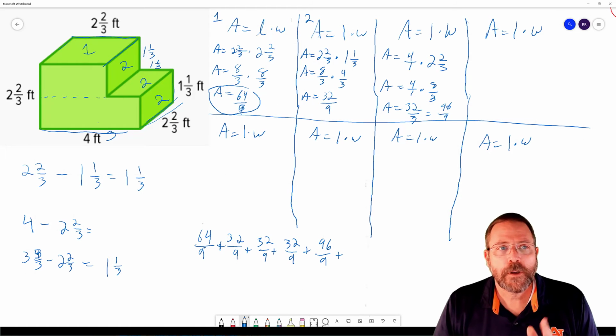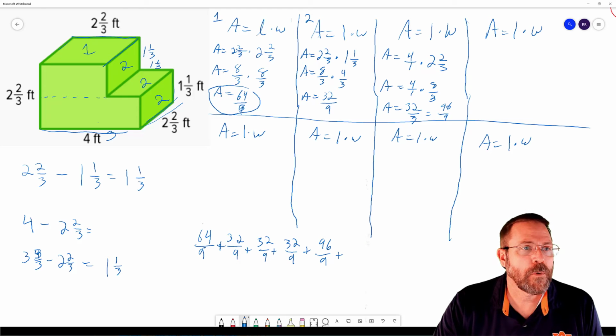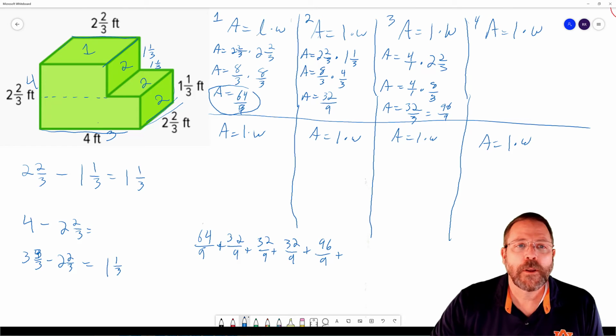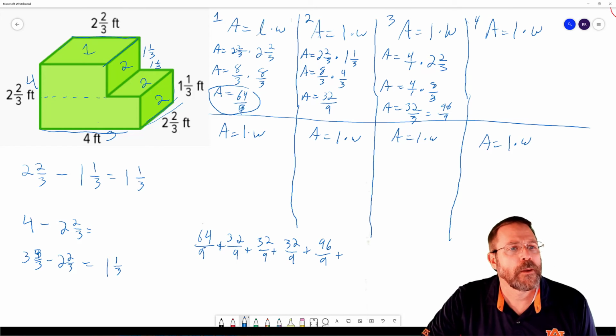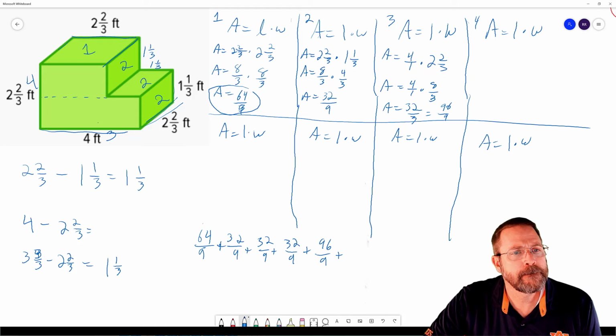Now my next rectangle is the back rectangle. We're going to call that rectangle 4. So I'm going to put a 4 right here. This one was going to be 3. So rectangle 4 is going to be, wait a minute.